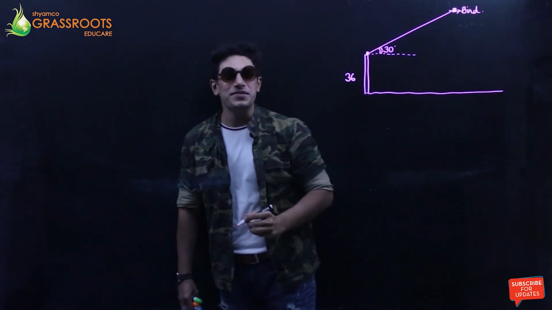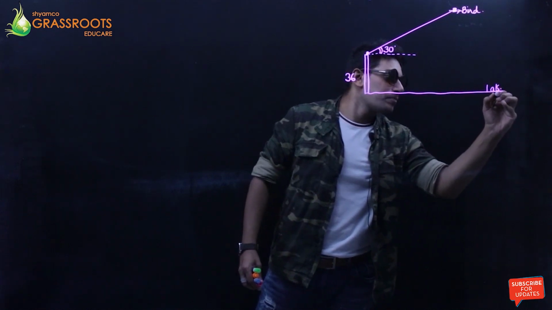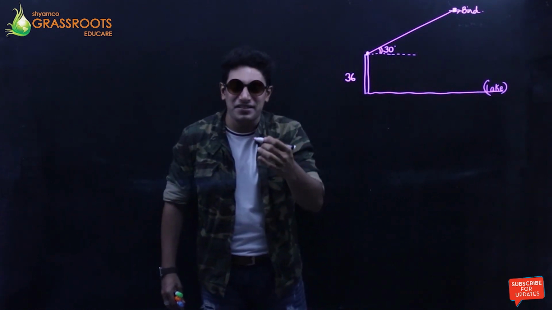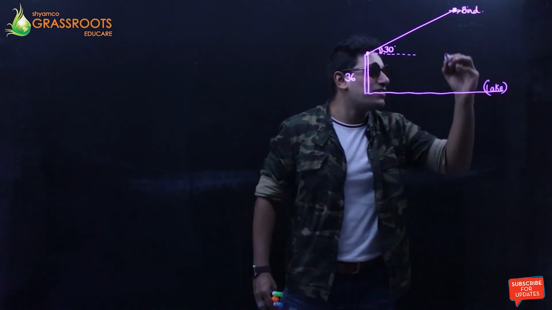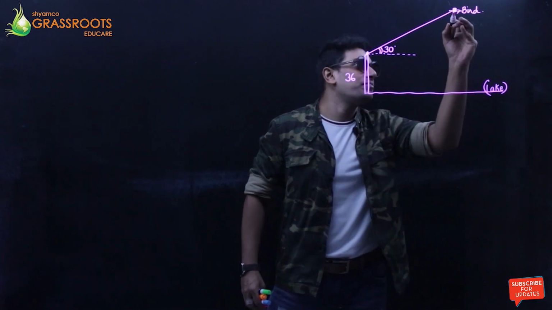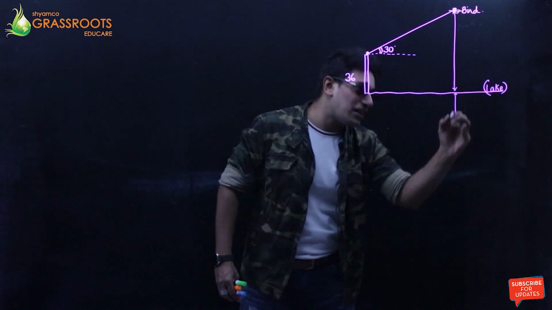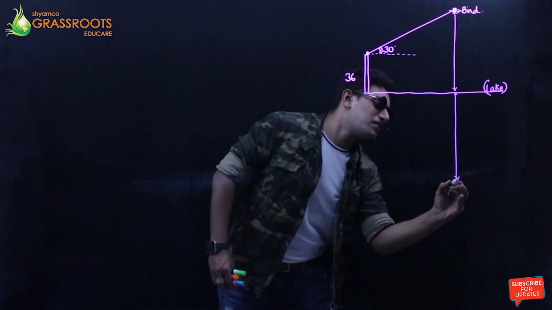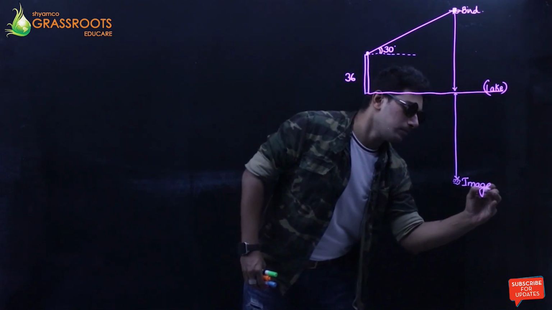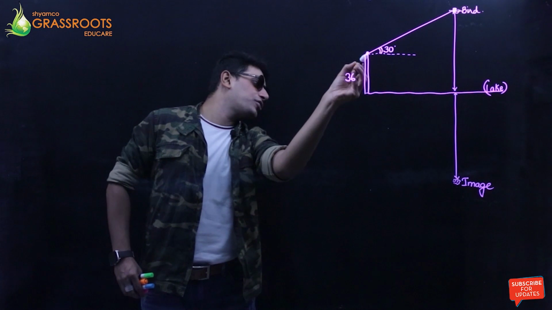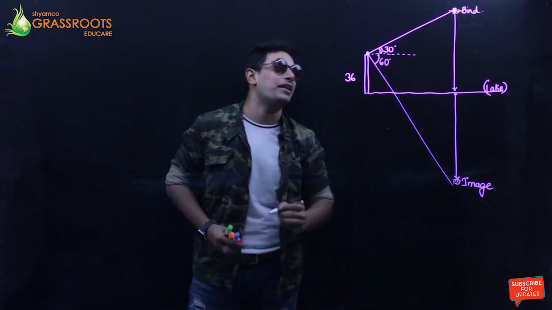Do you know one thing, students? Now, this lake, this is a lake. Lake acts as a mirror. And the distance between the object and the mirror is same as the distance between the mirror and the image. So let's say this is the image of the bird which is formed. And if I observe the image, the angle of depression comes out to be 60 degrees. Now this is how the diagram looks like.